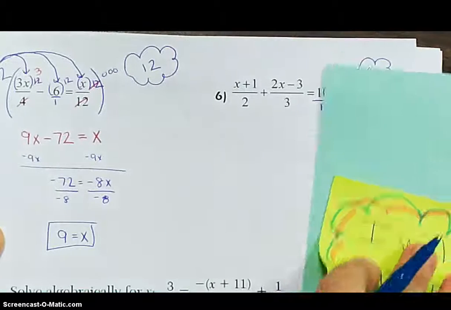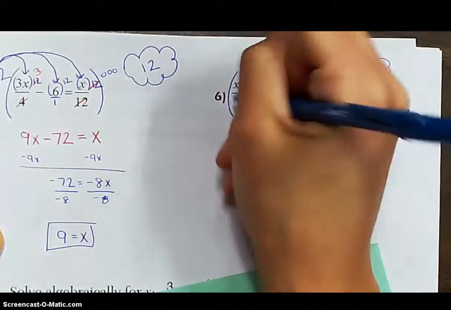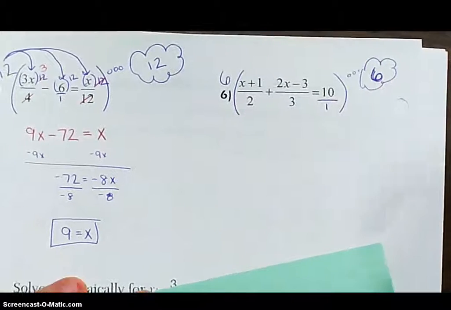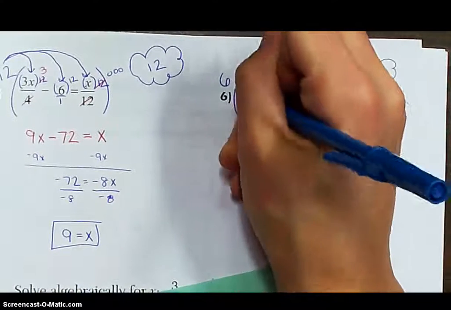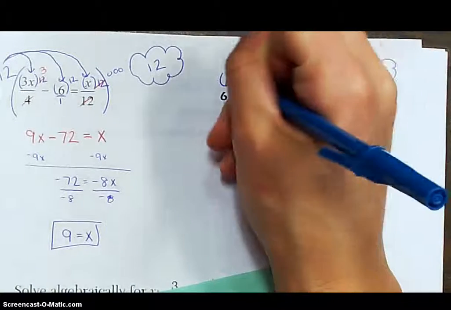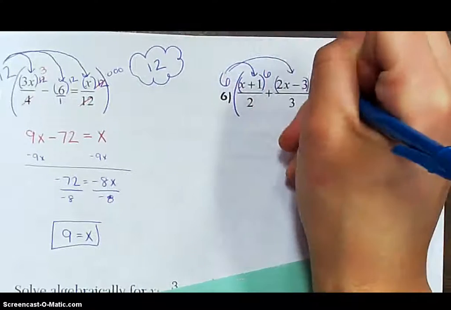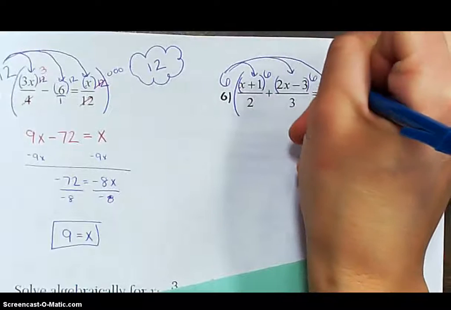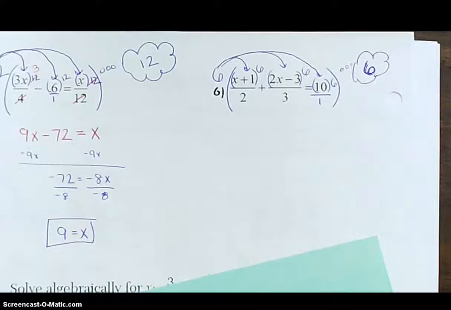All right, let's check it out. Did you come up with 6? So we're going to take this entire equation and multiply everything by 6. Now these are already binomials, so we have to put them in parentheses. So 6 times the first one. Then you're going to multiply the second fraction by 6 and multiply the third fraction also by 6. So let's take a look then.